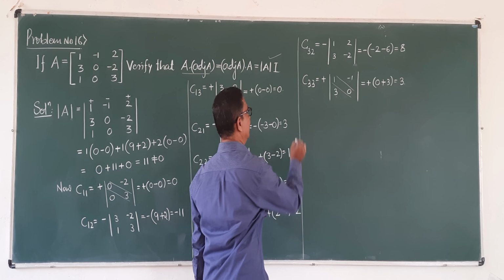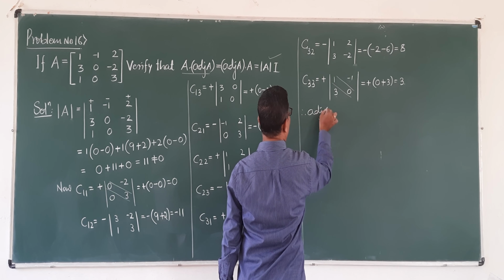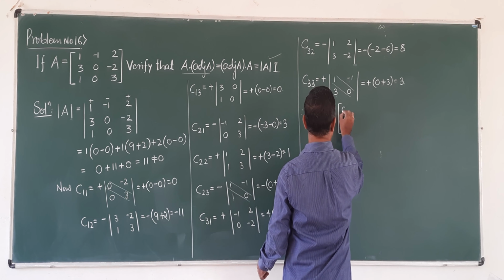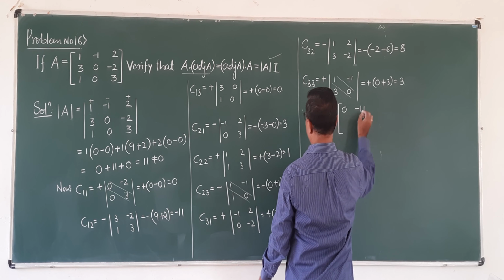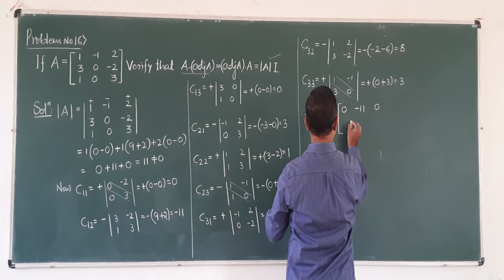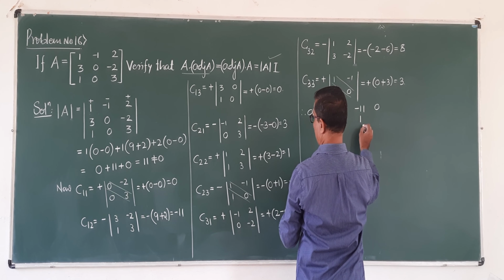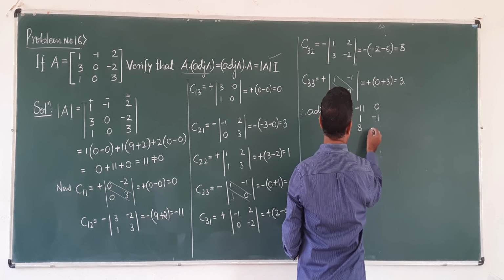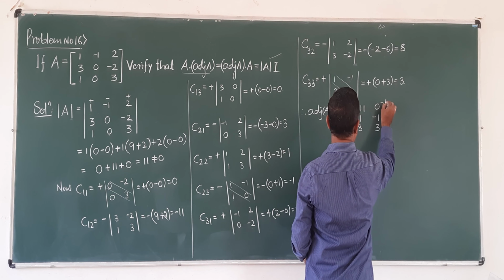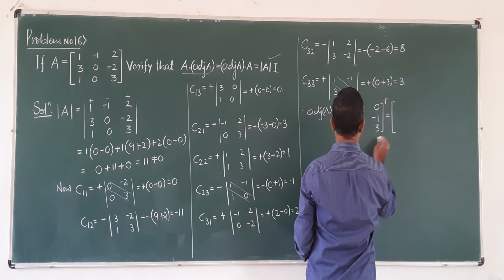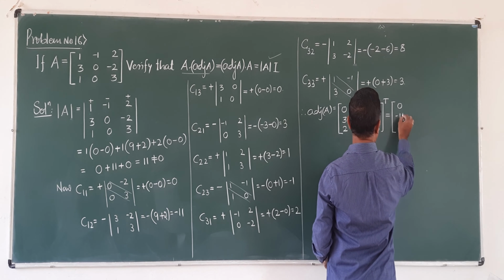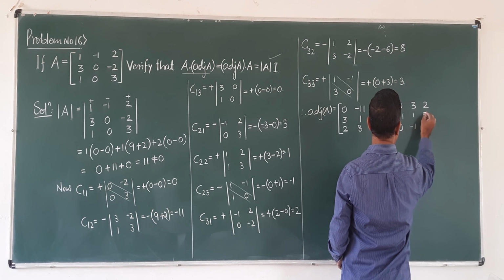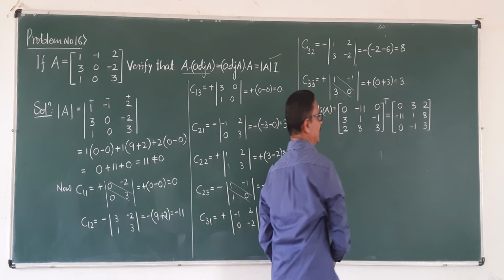These are the cofactors. Therefore, the adjoint of A is the transpose of the cofactors: C11 is 0, C12 is minus 11, C13 is 0, C21 is 3, C22 is 1, C23 is minus 1, C31 is 2, C32 is 8, C33 is 3. The definition of transpose is interchanging rows and columns, so we get 0, 3, 2; minus 11, 1, 8; 0, minus 1, 3. This is the adjoint.